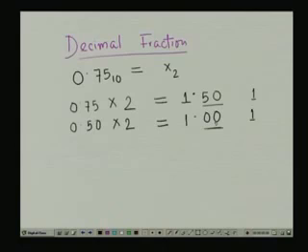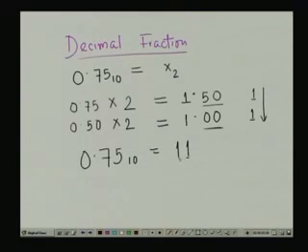Now, I will take in the normal direction, that means first I got 1, then I got 1. So, it will be in this direction. So, 0.75 in base 10 will be 1 1, that means it should be 0.11 in base 2. This is 0.11 in base 2. So, we have seen how a decimal number can be converted to binary.